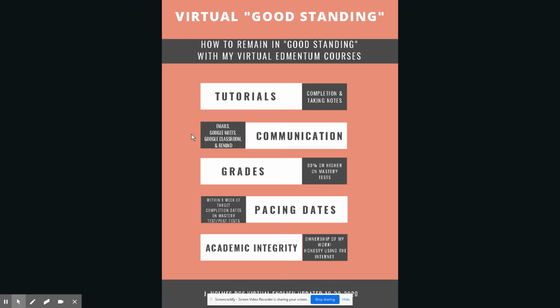Also, your Google Classroom or Canvas, whichever one your teacher is using for that particular course, make sure you're checking that often. And then also, if Remind is something that a teacher uses, please make sure that you are reading those. Teachers only send out information that you need.